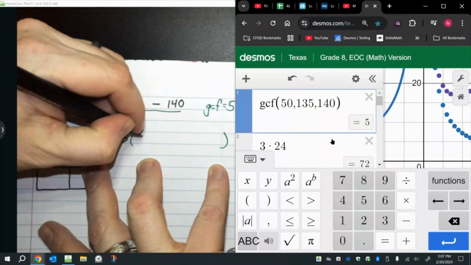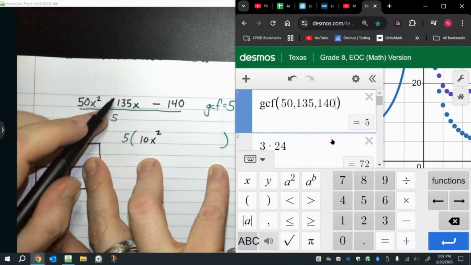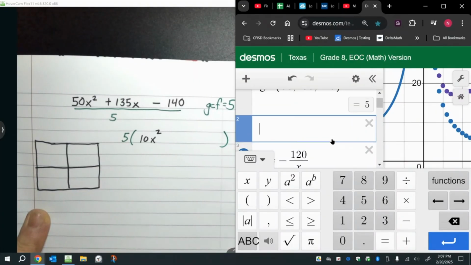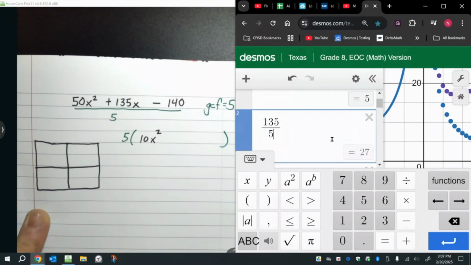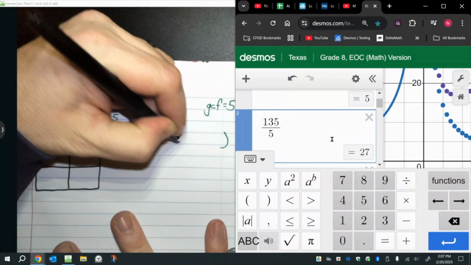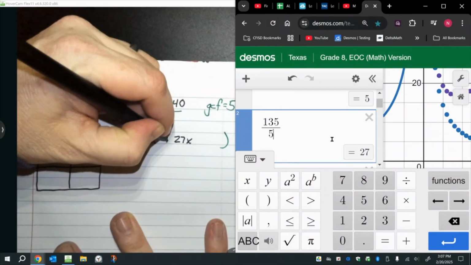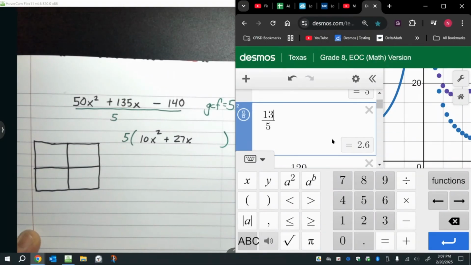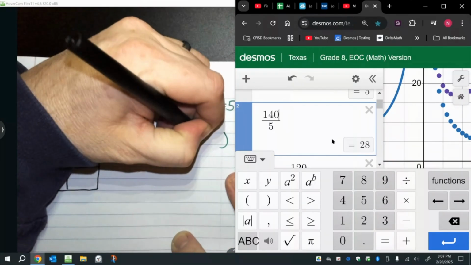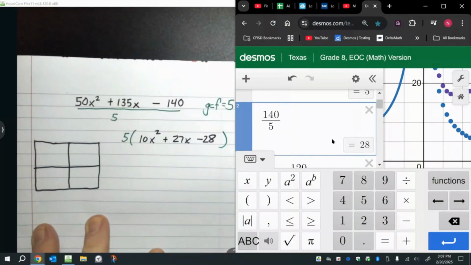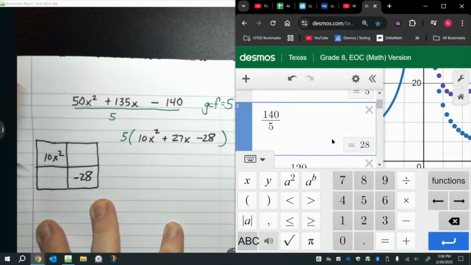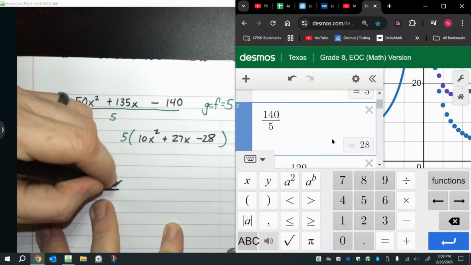50 divided by 5, 10x squared. 135 divided by 5, I don't know. I don't remember. What is that, 7 or 70? 27, I was way off. Doesn't matter, man. Just use a computer or calculator, whatever. 140. And that's negative, so that's negative 28. All right, so 10x squared, negative 28, negative 280.